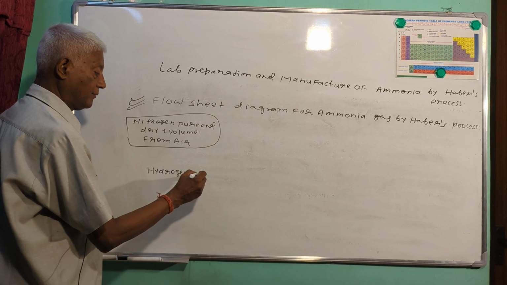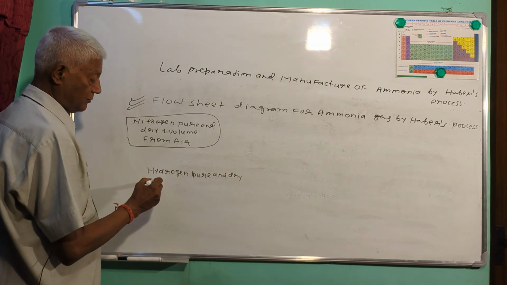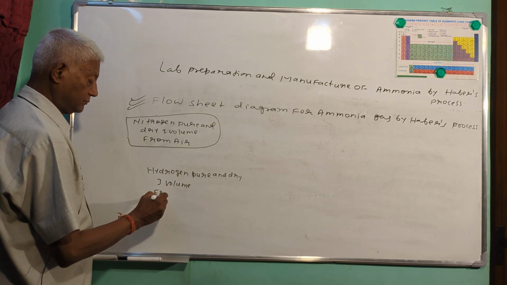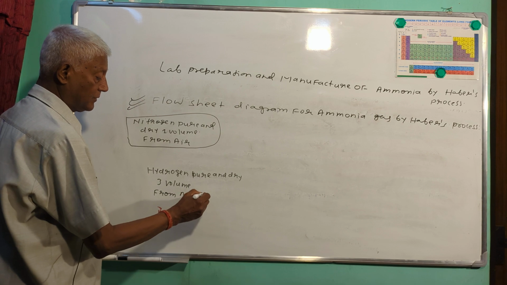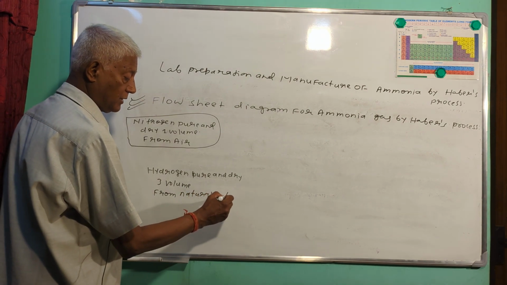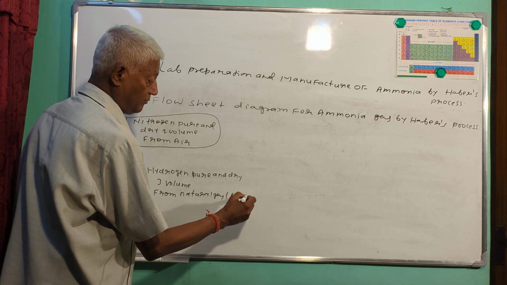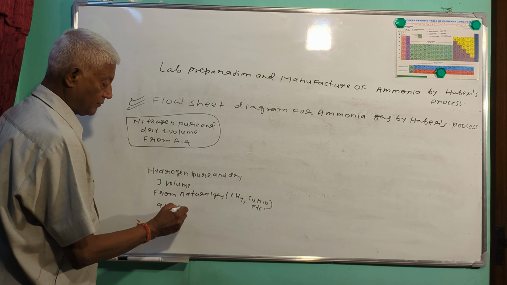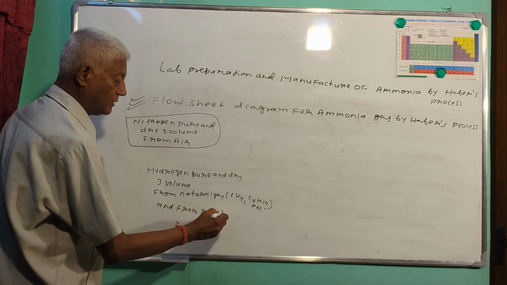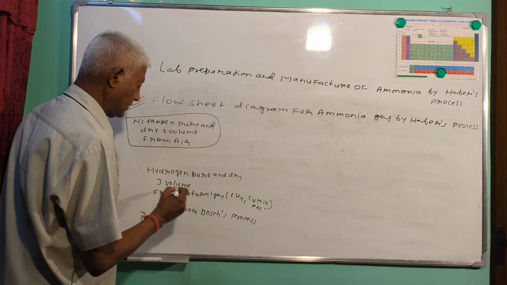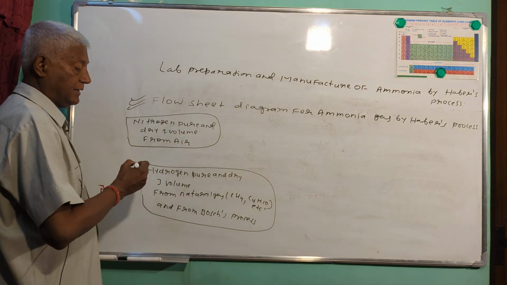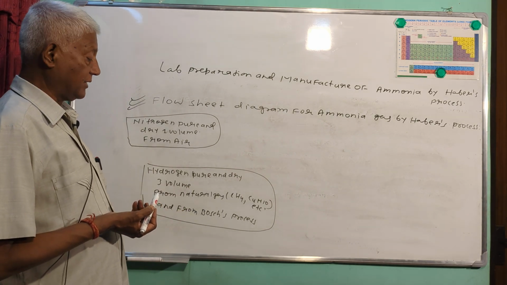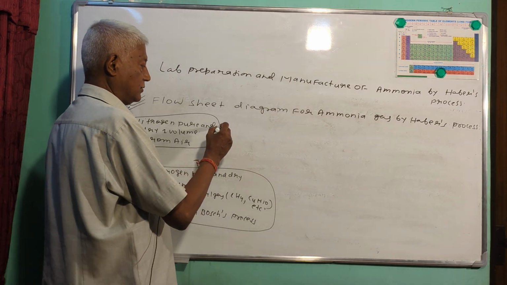Next is hydrogen, which is also pure and dry. How much do we need? 3 volumes. The main sources of hydrogen are natural gas, such as methane and butane, C4H10, and the Bosch process. So there are 2 sources from which we can get hydrogen. The first is natural gas, from methane, butane and the like, and the second is the Bosch process, named after the chemist Bosch, by which we can get more hydrogen.